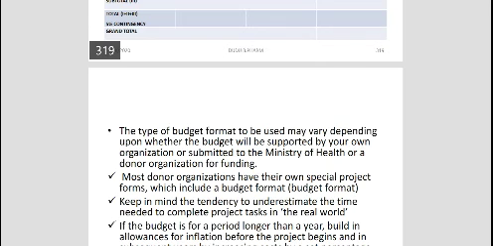So the type of budget format to be used may vary depending upon whether the budget will be supported by your own organization or submitted to the Ministry of Health or a donor organization for funding. We'll come back to the concept which I gave. As we said, the budget and the format of the proposal matter a lot according to the donor, and the criteria are measured or underlined. Most donor organizations have their own special project forms which include a budget format.